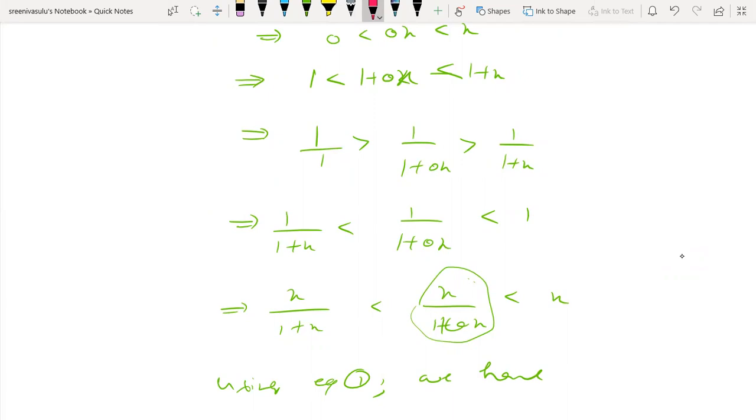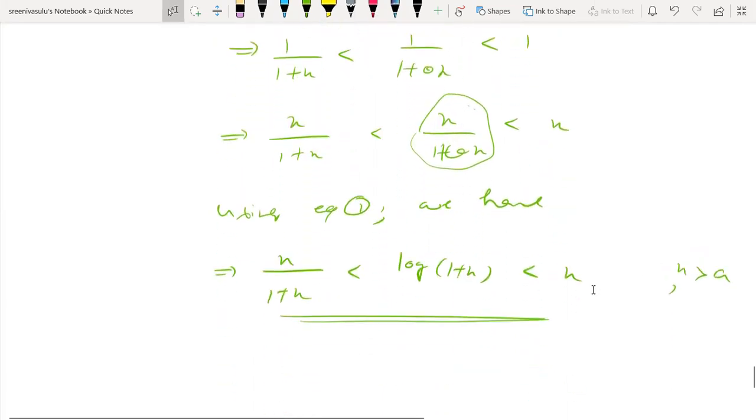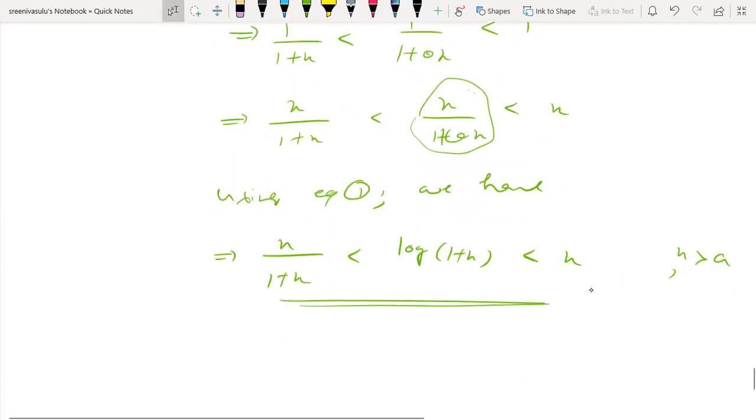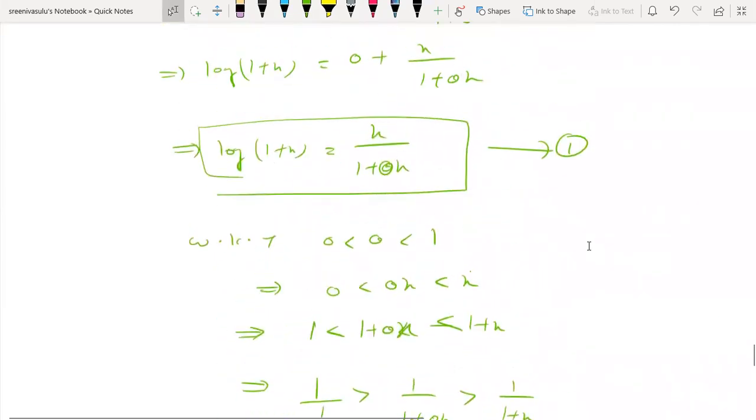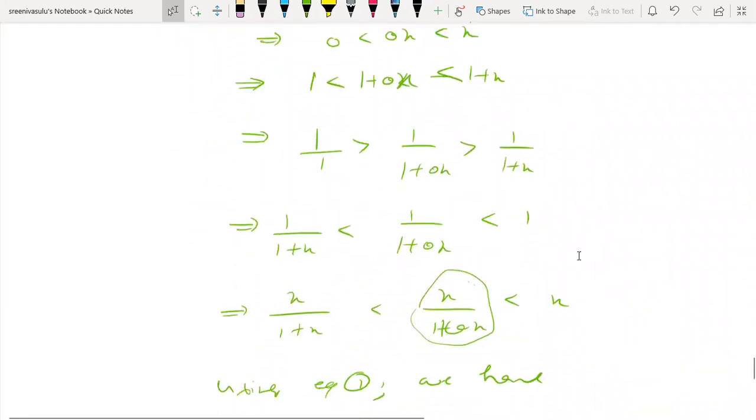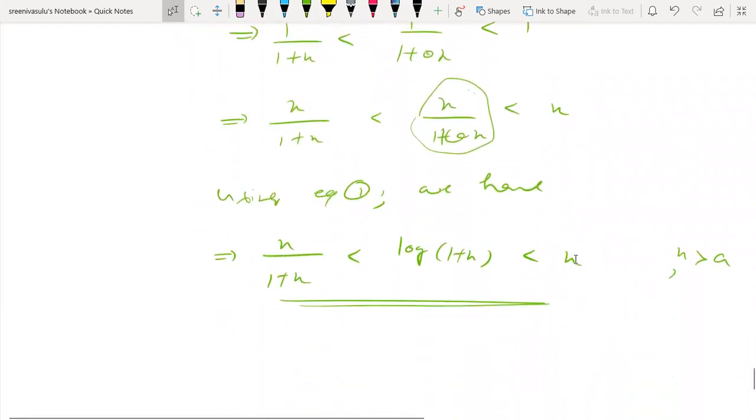Multiply the above inequality with x. We get x by 1 plus x less than x by 1 plus theta x less than x. But we know the value of x by 1 plus theta x from equation 1. Already we proved that x by 1 plus theta x equals log of 1 plus x. Substitute this value. That means x by 1 plus x less than log of 1 plus x less than x.